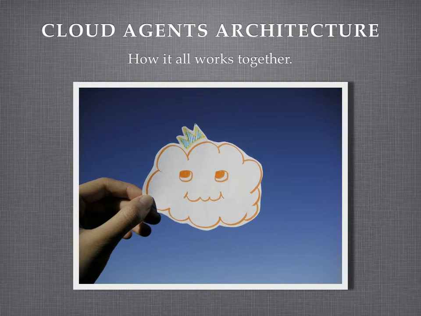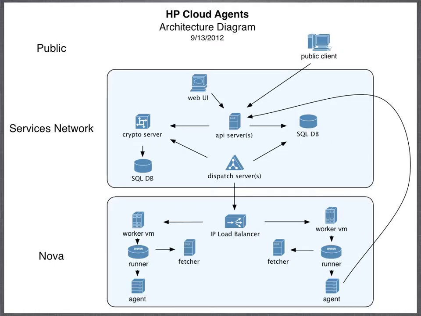In this screencast, we're going to talk about the Cloud Agents architecture, namely how it all works together to make a cohesive feature. So this is our architecture diagram. HP Cloud Agents is an API accessible service. Much like Swift and Nova, you interact with them via an API endpoint. Agents works the same way.